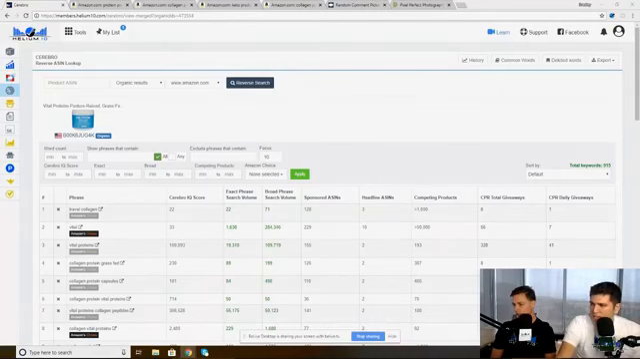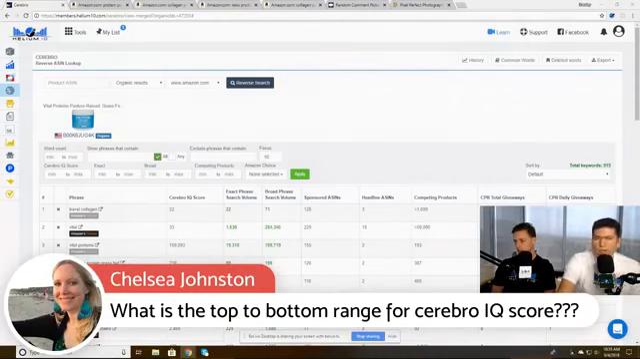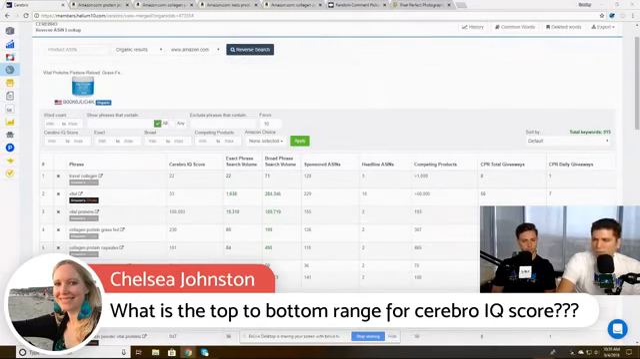And Chelsea says, what is a top to bottom range for Cerebro IQ score? I've never tested that. I would imagine 1 would be the bottom, but as you can see here, you can have scores up to 300,000, but most of that's probably only because it is a very popular brand, and then it got that search. Usually you're never going to see a score this high for something that you could actually rank for. But if you see something at 30 to 40,000 that doesn't have a brand name in it, I would definitely take a look at that further to see what it is. But a lot of times, like I said, it's going to be a Spanish word or just something that most people don't think about. So thank you, Chelsea.